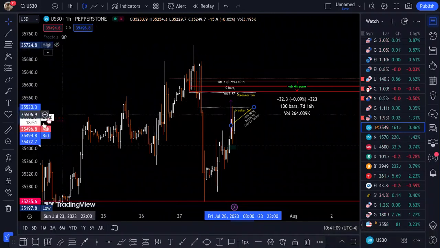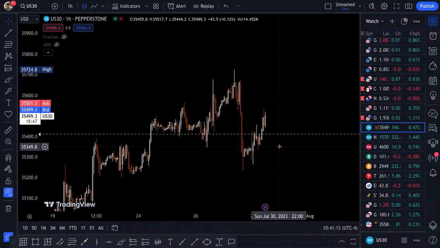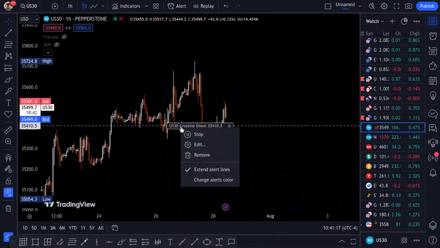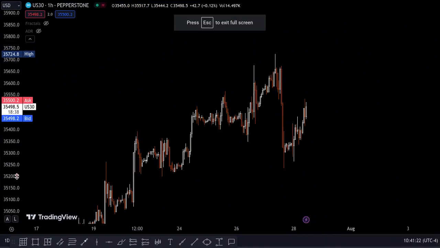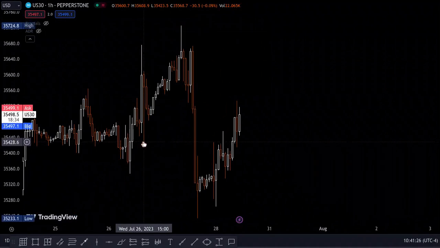So let me explain. If I take everything off, this is the 1 hour chart. We have a breaker right here, a bearish breaker. Let me take off this alert that I had and zoom into the whole screen. So we have a bearish breaker right here. This is the trade I took last night. I explained this, but this is a bearish breaker on a 1 hour chart.